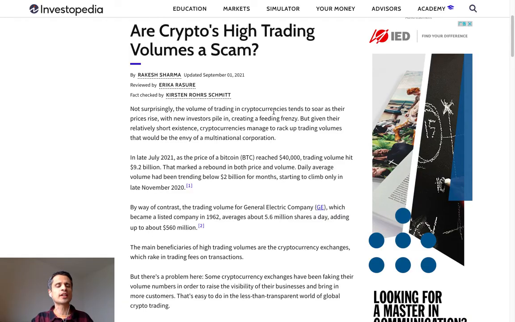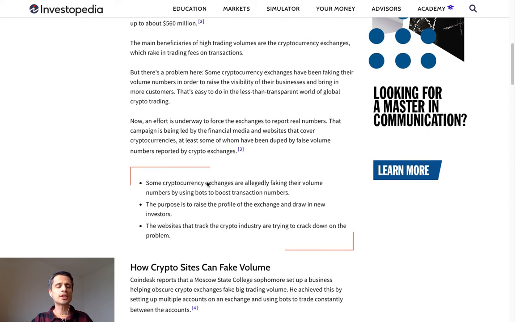This article from Investopedia also goes into the issue of high trading volumes. The issue that we see here is that some cryptocurrency exchanges are allegedly faking their volume numbers by using bots to boost transaction numbers. The purpose is to raise the profile of the exchange and draw in new investors. Websites that track the crypto industry are trying to crack down on the problem.